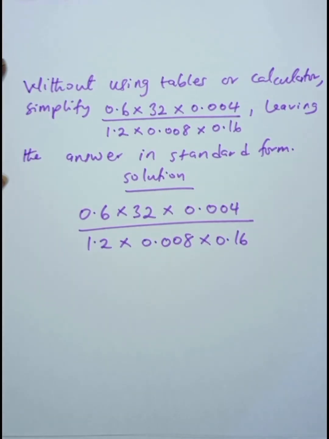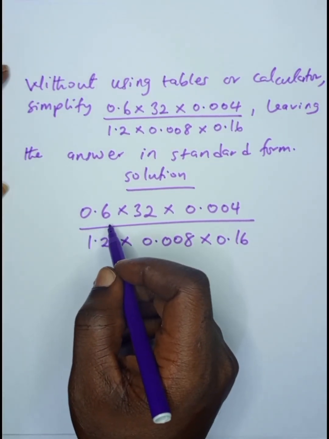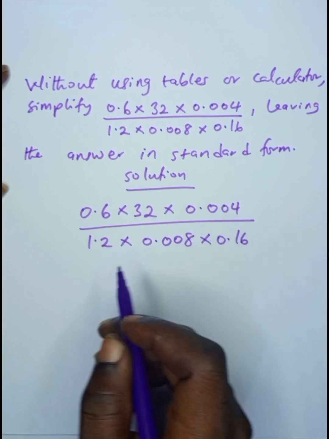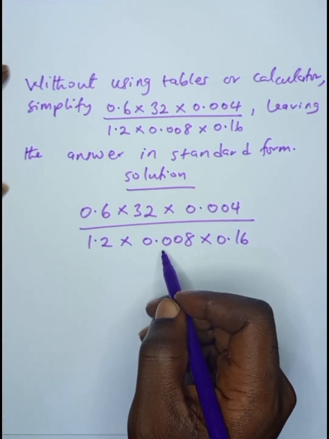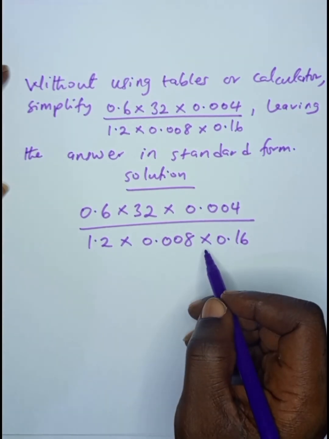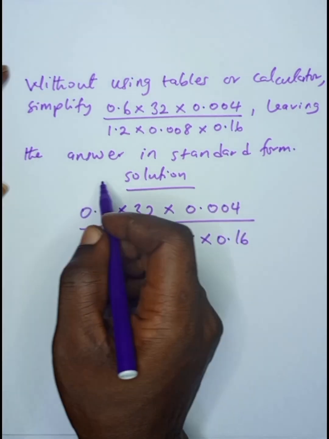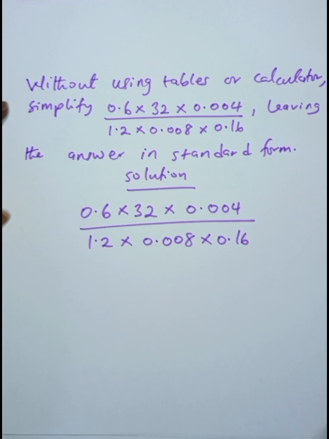WASSCE June 2014, question 1A. Without using tables or calculator, simplify 0.6 times 32 times 0.004 all over 1.2 times 0.008 times 0.16, leaving the answer in standard form. Let's quickly solve this question.